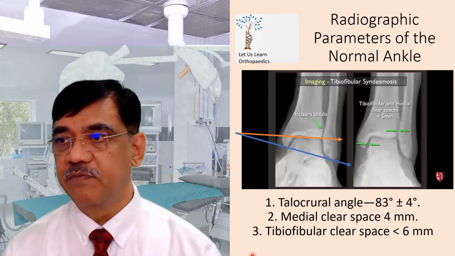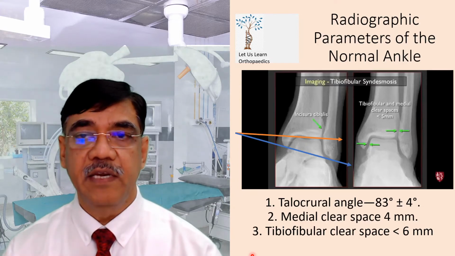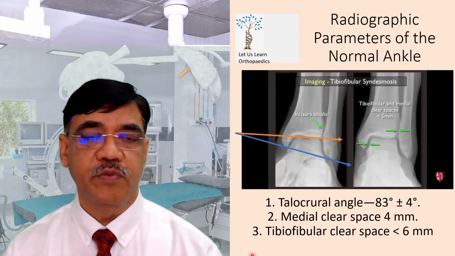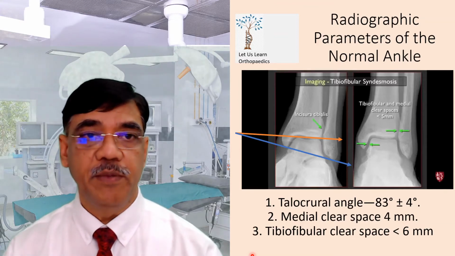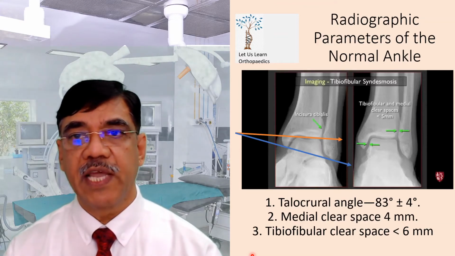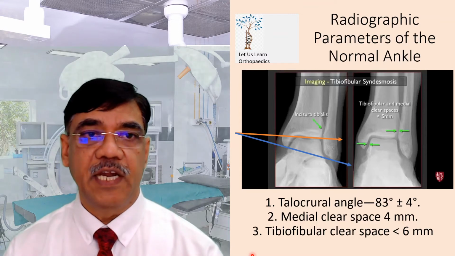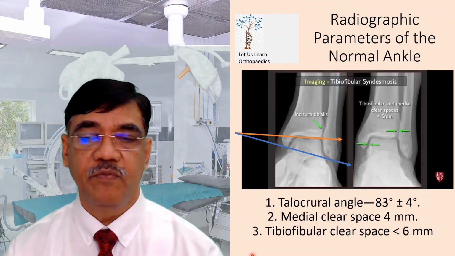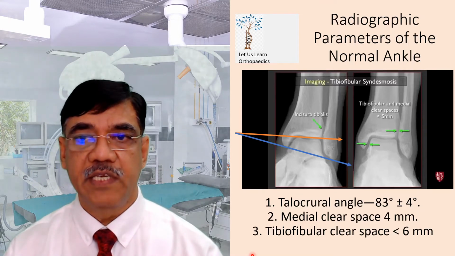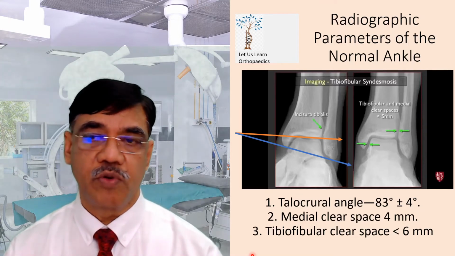As you can see in the first picture, the talocrural angle. To calculate, you need to draw two lines, the orange line and the blue line. The blue line connects the tips of both malleoli, the orange line passes at the distal articular surface of the tibia, and the angle they form with the vertical to the orange line, that is what is the talocrural angle.